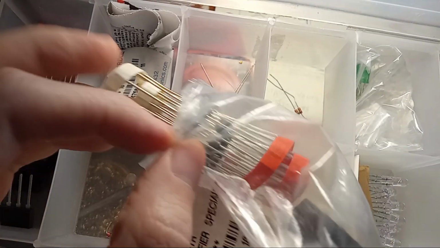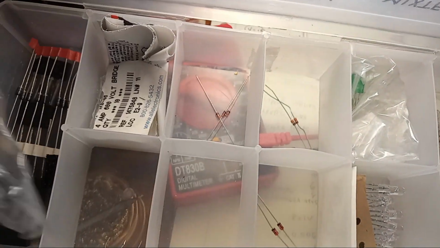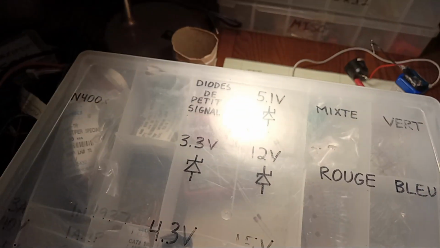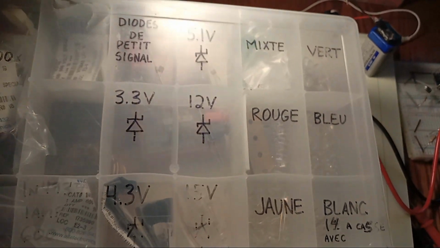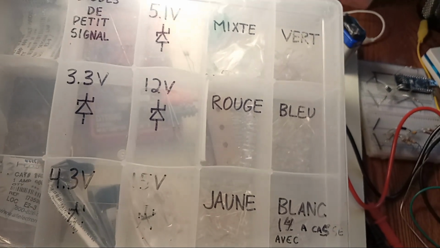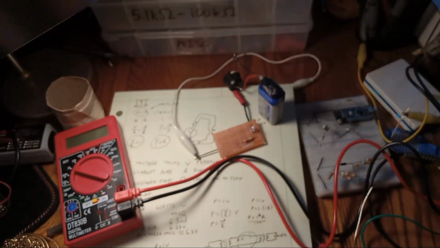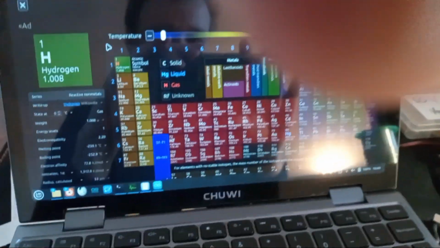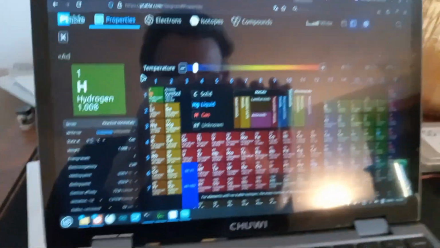Now, what makes a diode work? And what can you do with them? Well, there are light-emitting diodes. Those are the ones you're probably most familiar with. They're available in a variety of colors, and they're capable of converting electricity to light with high efficiency.